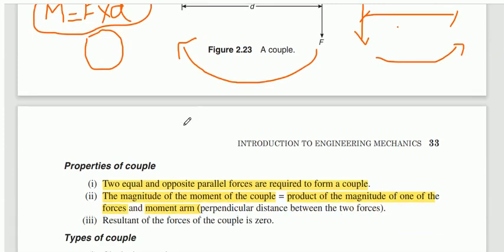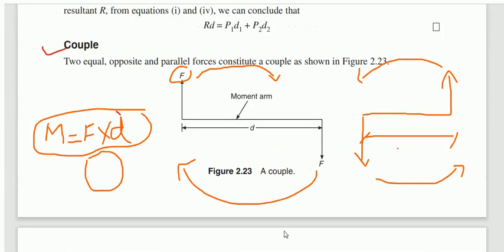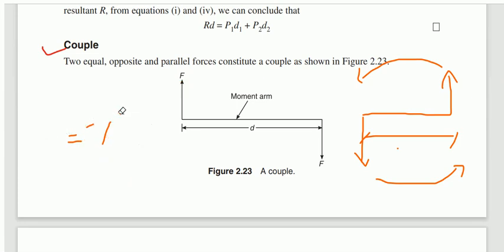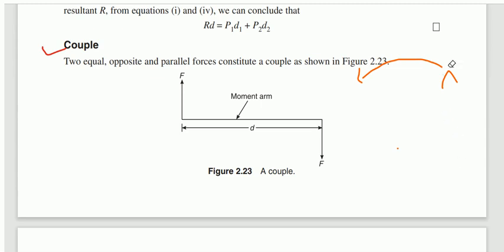And the resultant force of a couple is 0. Try to understand this meaning. The resultant force of a couple is 0. Means what? Here in the couple, how many forces are there? How many forces are you observing in this couple? Two forces. It is known that a couple is formed only by two forces.